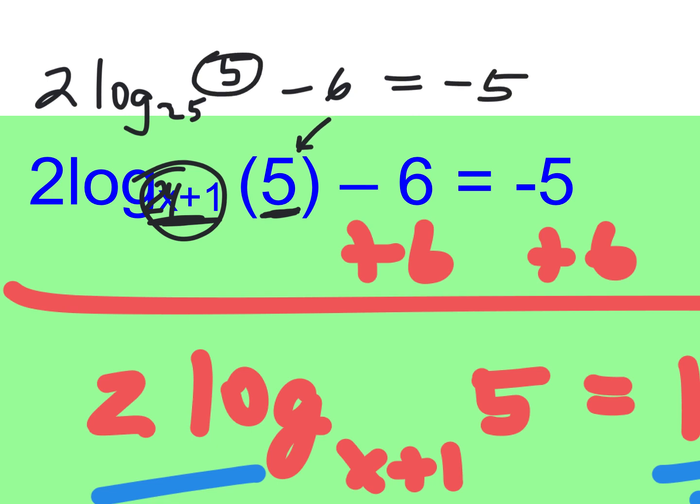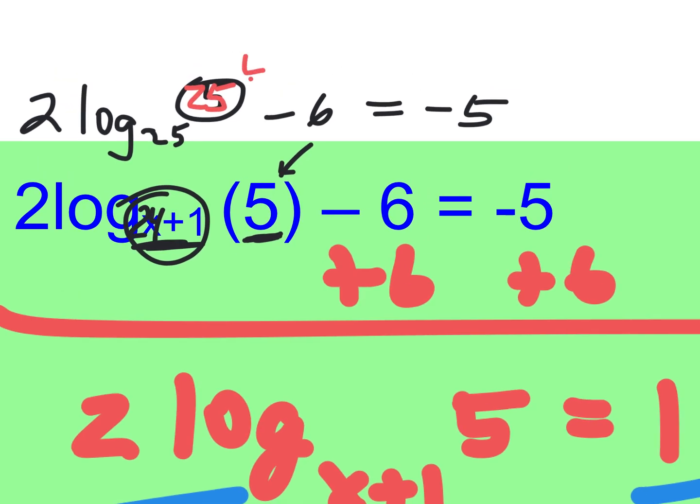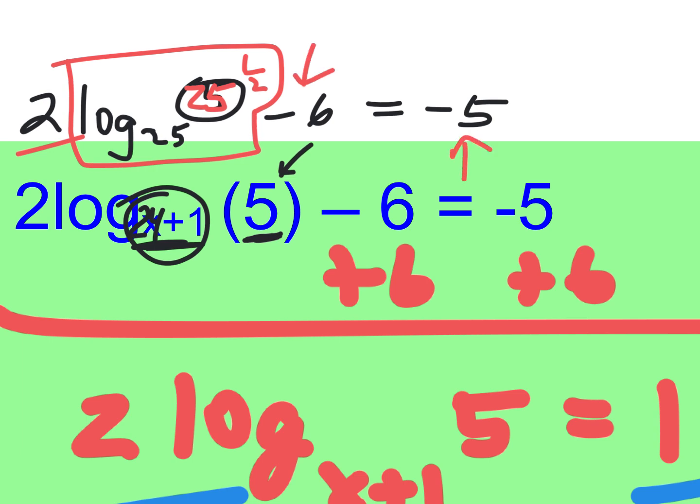So that would be 25, but the square root of 25. And then this whole part here is 1/2, and 1/2 times 2 is 1, and 1 minus 6 is -5. Cool. I made sure it was right. I double-checked it by sticking it in.